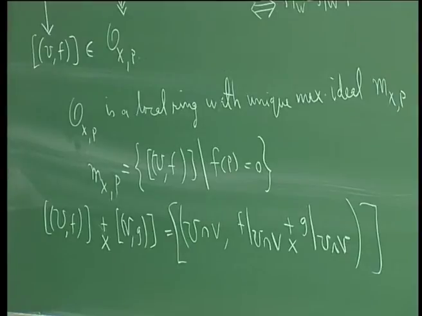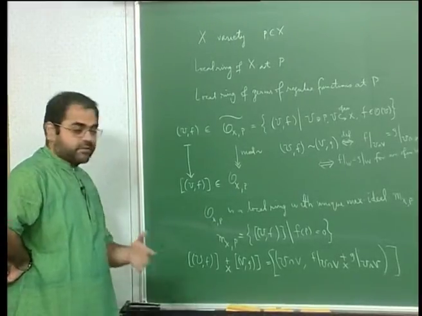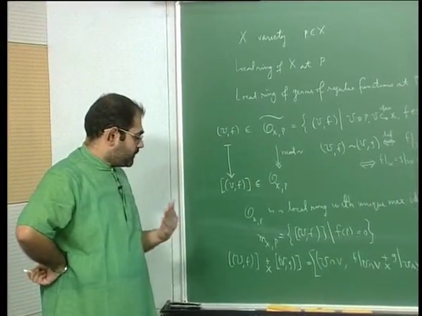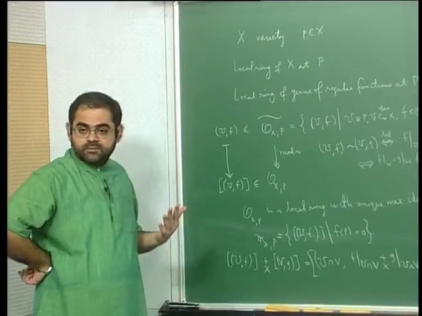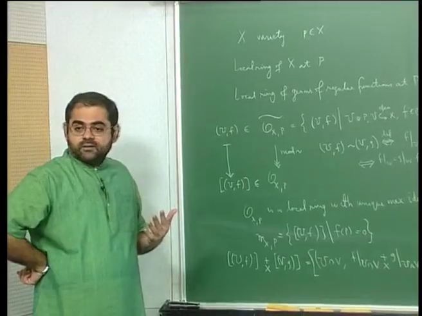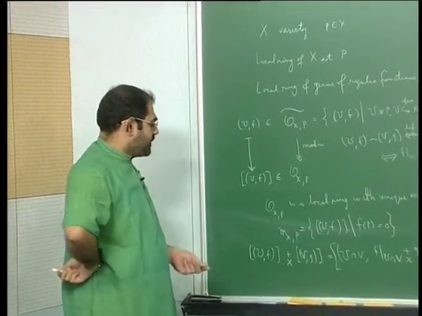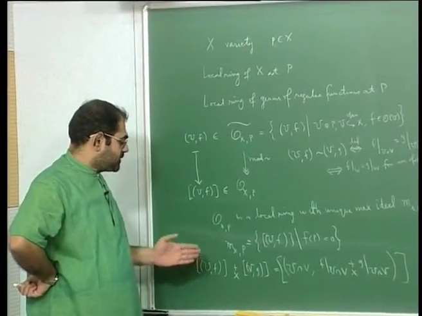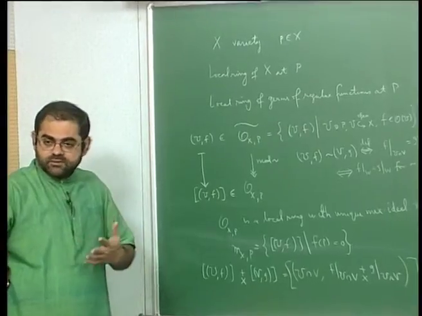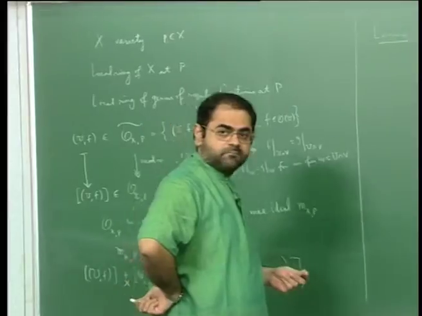And the 0 element is given by the function 0, the germ of the function 0, and the unit element, the multiplicative identity element, is given by the constant function 1. Of course constant functions are all regular functions, okay. So 0 and 1 are just given by the germ of the constant function 0, and the germ of the constant function 1, which takes the value 1, okay.